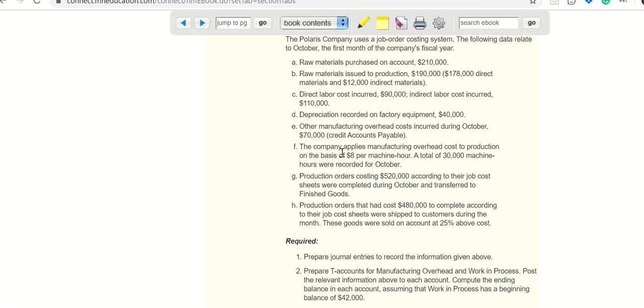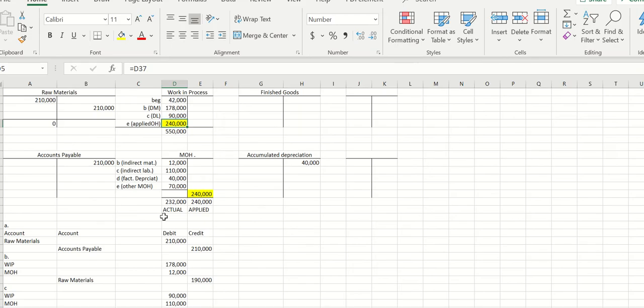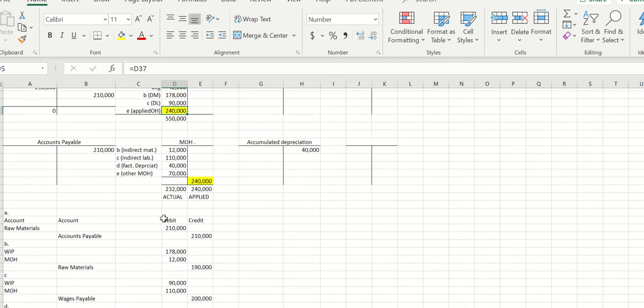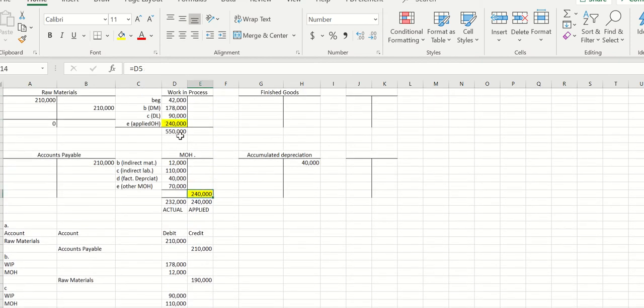Okay, so finishing off with this problem, I've posted everything to the T accounts. If we look at my Excel, I looked at all the entries down here and I've posted them to the T accounts. Right, so this is a key entry when I post my applied overhead to the work in process account. Remember, we use an applied overhead, but actual direct materials and actual direct labor, right?